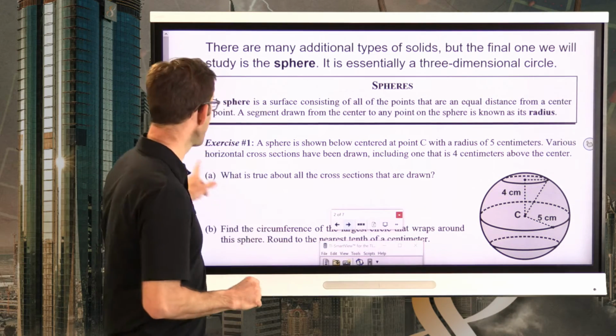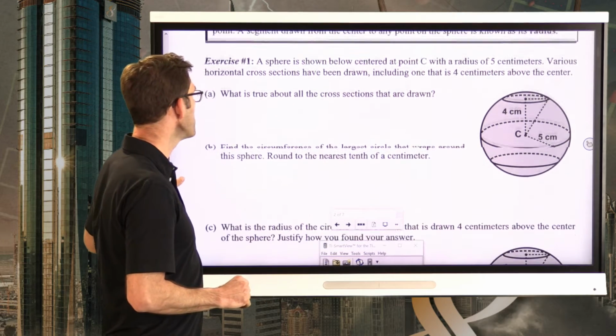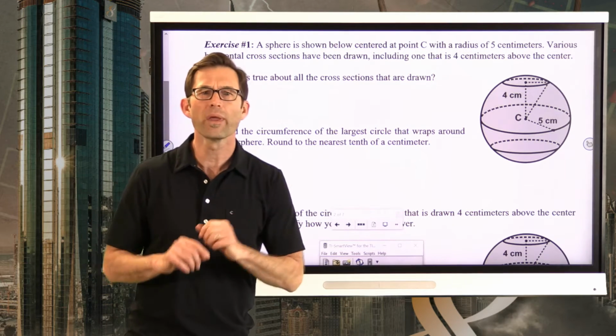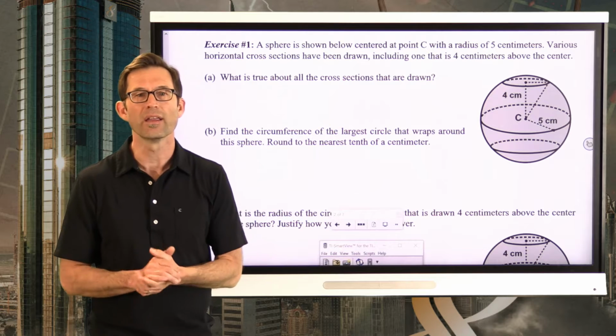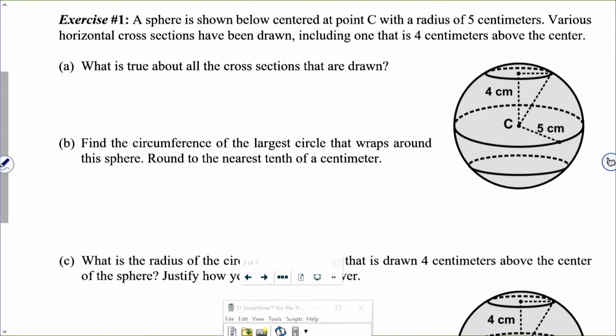So let's take a look at exercise 1 and talk a little bit more about a sphere before we get into how to calculate its volume. All right, here we go. Exercise number 1. A sphere is shown below, centered at point C with a radius of 5 centimeters. Now keep in mind what that means is every point on the sphere is 5 centimeters away from that center point. Various horizontal cross-sections have been drawn, including one that is 4 centimeters above the center. Letter A. What is true about all cross-sections that are drawn?